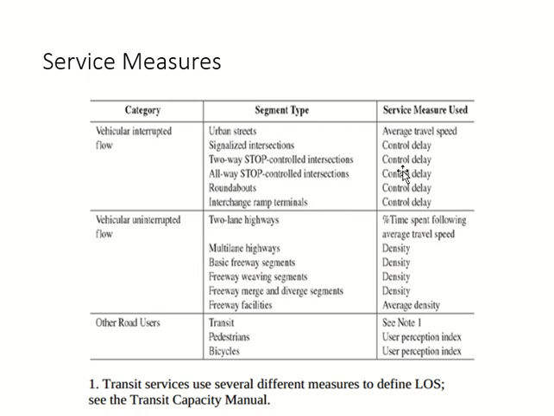For interrupted flow facilities, we are mainly dealing with delay, except for urban streets where we are using average traveled speed. But for most of the interrupted flow facilities, meaning different types of intersections, delay gives us the level of service. For other road users, for example, transit service, public transport service, pedestrian facilities, bicycle facilities, the main criteria is the user perception. So we ask the people to rate the facility on a scale from 1 to 5 or something like this. So these are the service measures, the values which will give us the level of service.